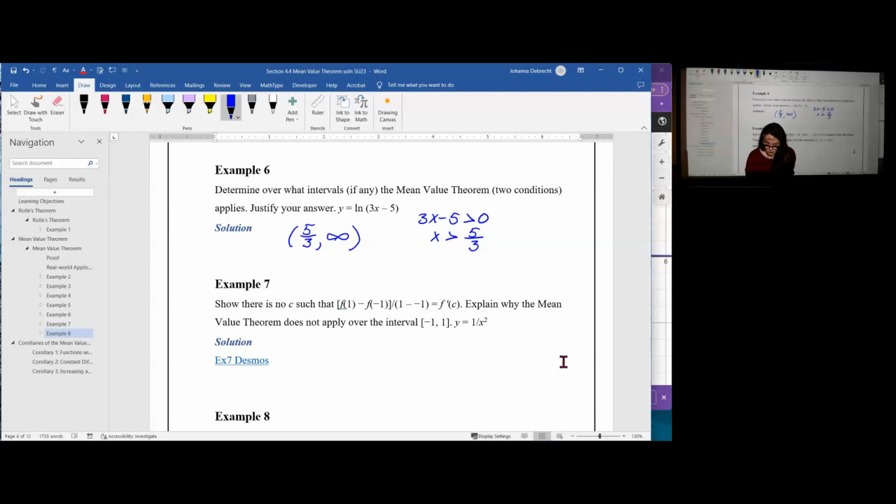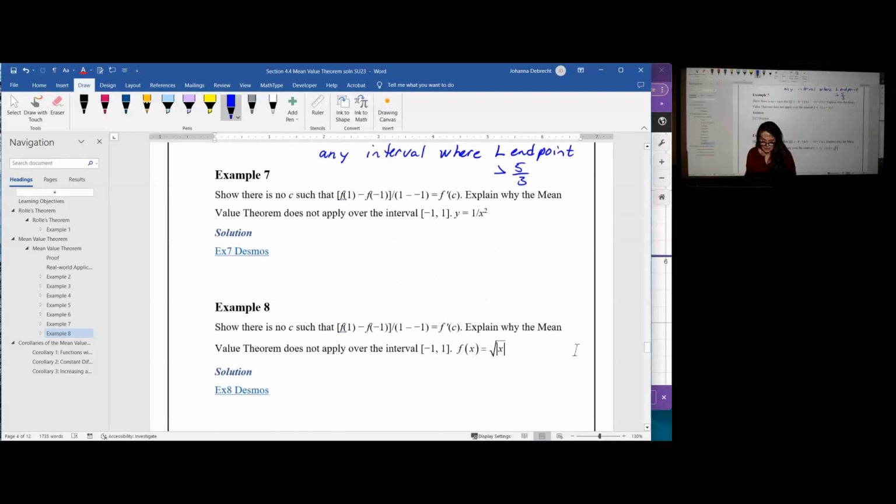So I guess if I were going to write down the previous one, I would say any interval where the left endpoint is greater than 5/3. I can't use 5/3 because it's not continuous at 5/3. It's not defined there. So the left endpoint must be larger than that. But there are infinitely many numbers larger than that. Let's take a look now at example 7 and example 8.